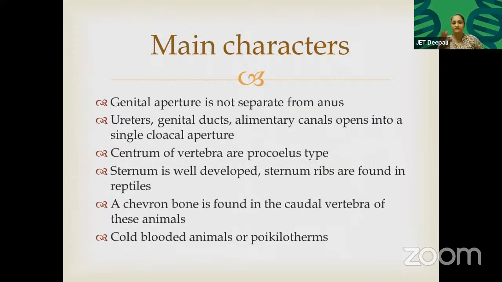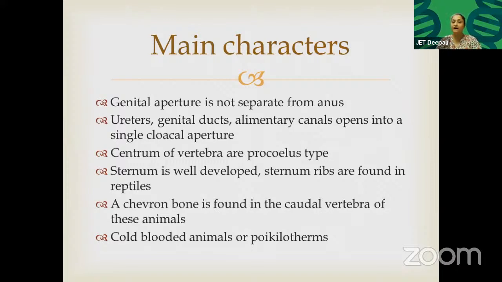Genital aperture is not separate from the anus. So they have only one opening. Whatever they need to do, whether they need to transfer their sperms or excrete, they do it through the cloacal aperture. And in chelonia, even respiration is done by the cloaca. Ureters, genital ducts, and alimentary canals all open into a single cloacal aperture.